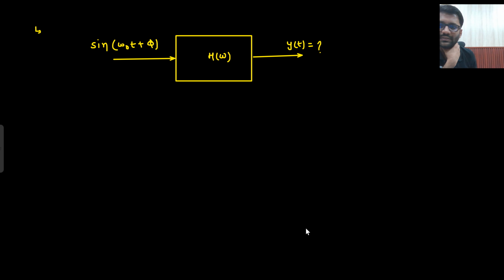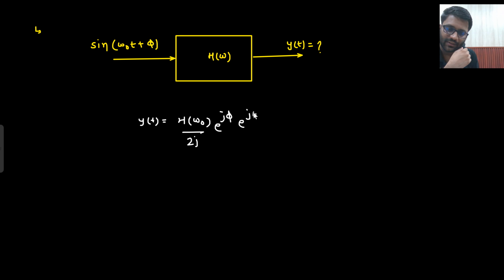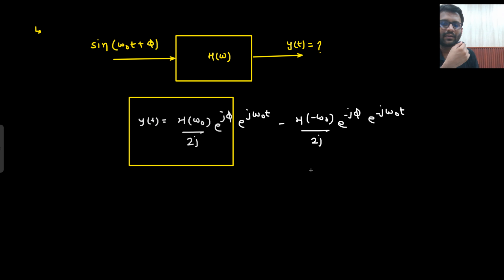Same goes for the sinusoid as well. So what will be the output of the sinusoid? h of omega naught divided by 2j times e to the power j phi e to the power j omega naught t. Do you agree to this point? Then there will be a minus sign, h of minus omega naught divided by 2j times e to the power minus j phi e to the power minus j omega naught t. I hope you are able to relate it.